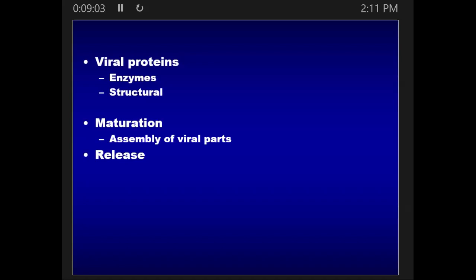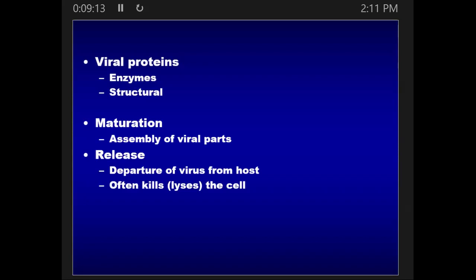And then the last step is release. Depending on the virus and the host cell, you will typically see the host cell lyse open, but not always. I'll show you some. The release stage comes after they've made their copies, and how many copies of the viral particle per cell can be made varies. It can be 10, 100, 1,000. It just depends on the host and the particular virus.